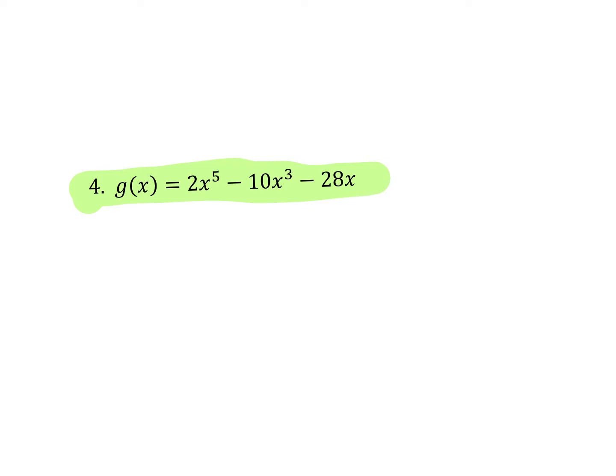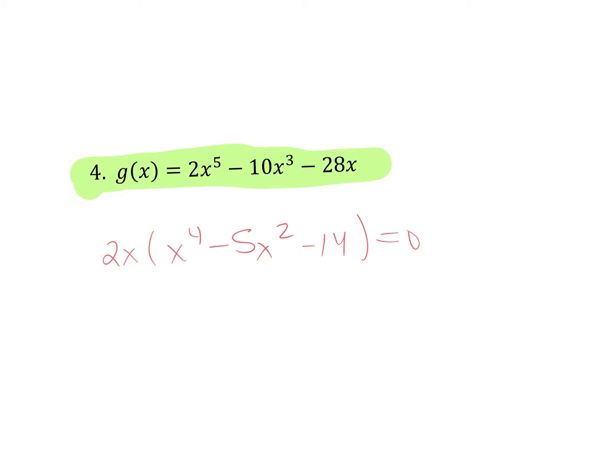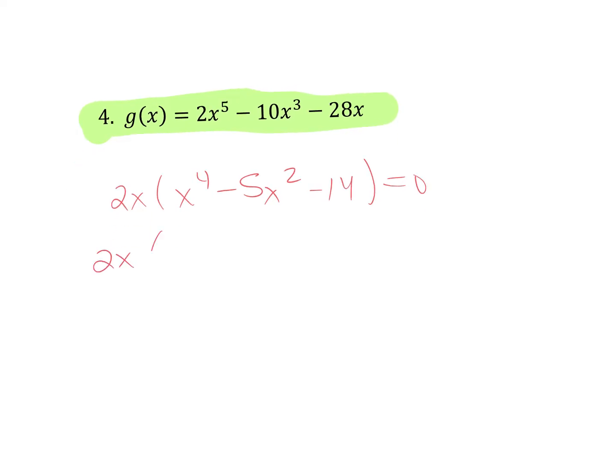So if I take out my x, I'm left with 2x to the 4th. Actually, what else can we take out? 2x, yeah. Then I'm left with x to the 4th minus 5x squared minus 14 equals 0, correct? Okay, so now I have a trinomial. So I have 2x. This trinomial breaks down into x squared. What times what is a negative 14 when I multiply? Yeah, negative 7, positive what?